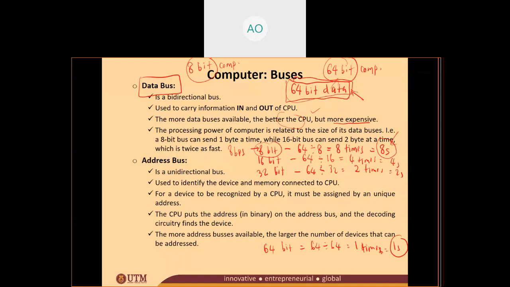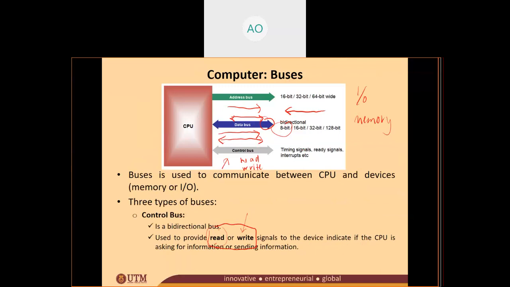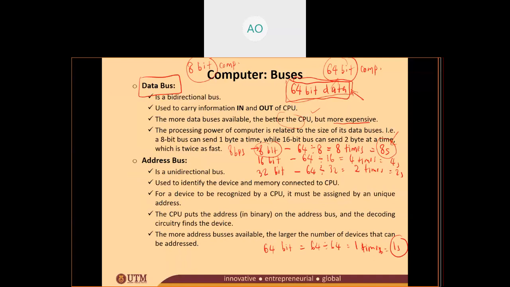Okay, next we have an address bus. It's a unidirectional bus, it has one direction only. If you can see here, there is only one from CPU to input output. This one here is used to identify the device and memory connected to the CPU. So this address bus is used to identify the devices. For a device to be recognized by a CPU, it must be assigned a unique address.